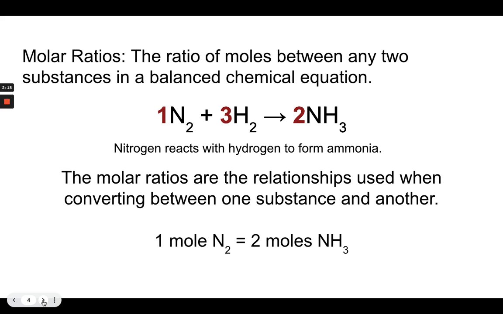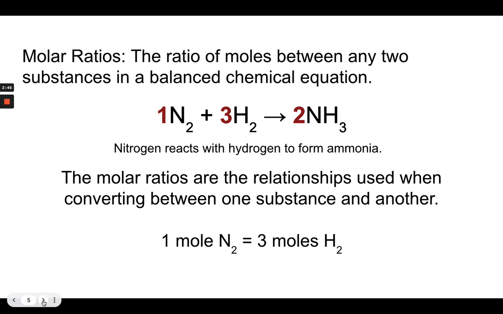Let's do nitrogen and ammonia. I can say that 1 mole of nitrogen equals 2 moles of ammonia. Notice that I'm just setting the 2 substances equal to each other and pulling down those coefficients and calling them moles. Another relationship I can make is between the 2 reactants themselves. I'm going to need 1 mole of nitrogen for every 3 moles of hydrogen. 1 mole of nitrogen equals 3 moles of hydrogen.